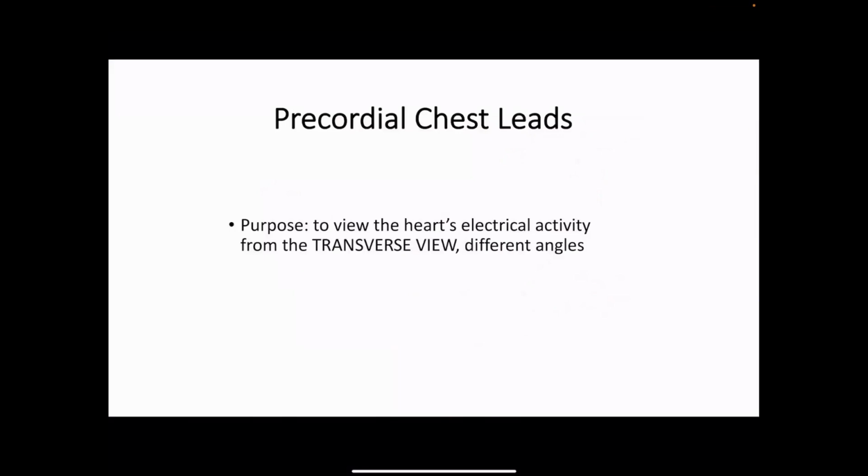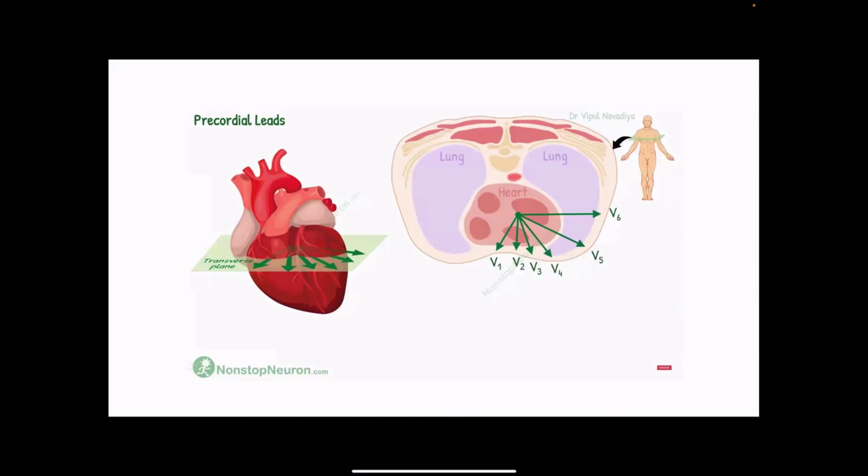Now, the third type of leads in general is the chest leads. They're called chest leads because they're placed on the chest. These leads will read electrical activity from the transverse view. So this is the difference. The first leads, lead 1, 2, and 3, AVF, AVL, AVR, read everything in the frontal plane, as if it's 2D.